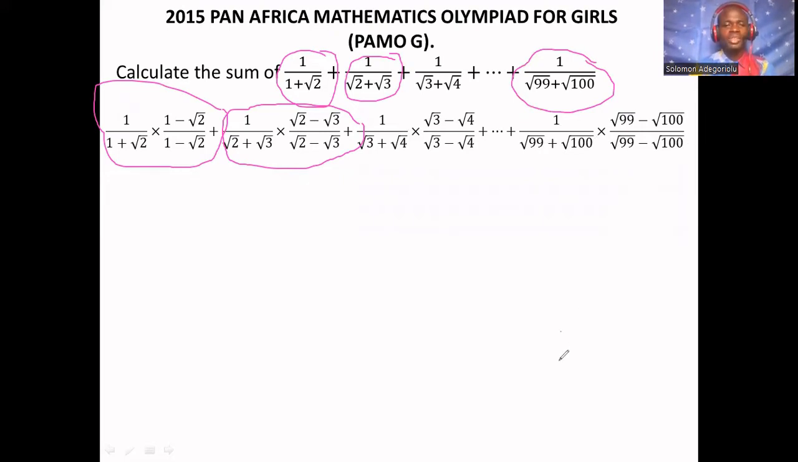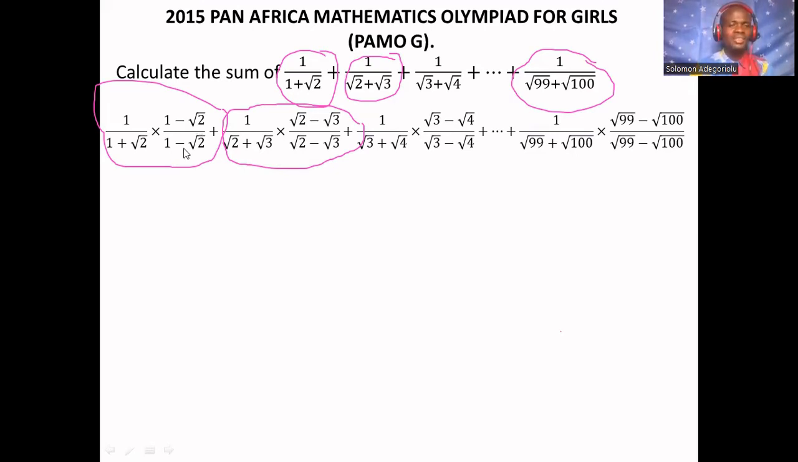Now, after this, what's the next thing for us to do here? Let's take it one by one as well. The first one I circled here, 1 over 1 plus root 2 times 1 minus root 2 over 1 minus root 2, I'm going to multiply the numerator and the numerator here together. The denominator and denominator here, I'm going to multiply the two together. So from the numerator, if I multiply 1 times 1 minus root 2, I am going to get 1 minus root 2 back.